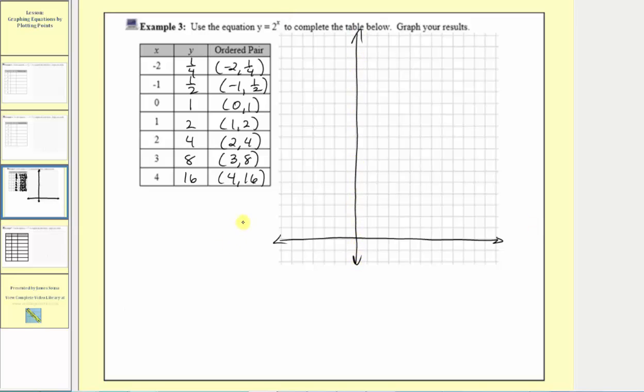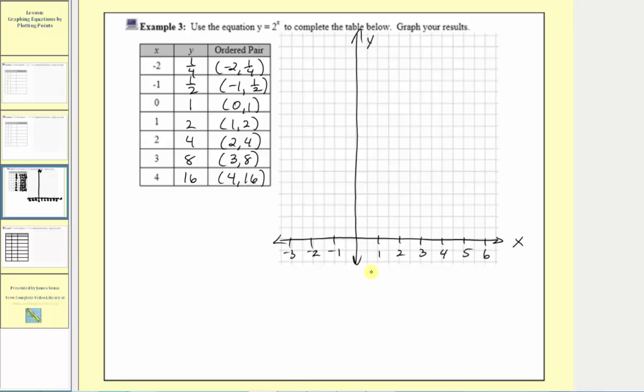We'll label the horizontal axis the x-axis because the input variable is x. We'll label the vertical axis y because the output variable is y. Now we'll scale the horizontal axis by ones, but we'll let every 2 grid marks be equal to 1 unit. So we'll put a tick mark every other grid mark, here, here, here, and so on. Again, scaling this by ones, so we'd have 1, 2, 3, 4, and so on. To the left, we'd have -1, -2, -3.